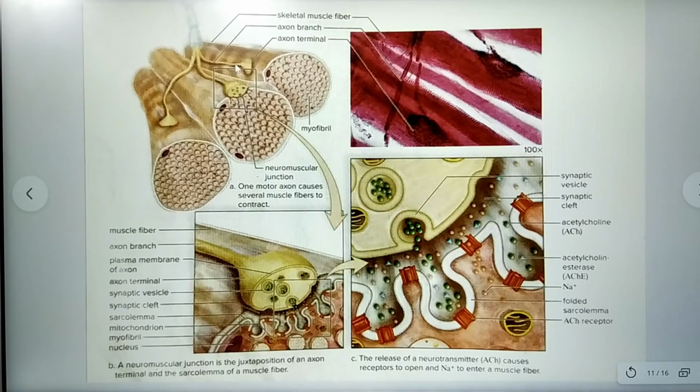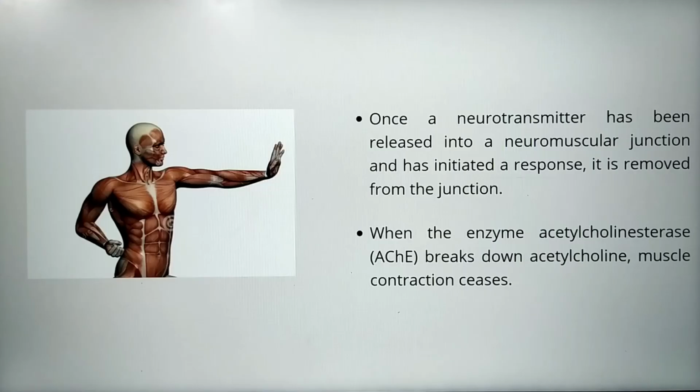So this is the picture of axon terminal, and this is the synaptic vesicle, synaptic cleft. And this is the sarcolemma and the acetylcholine receptor.